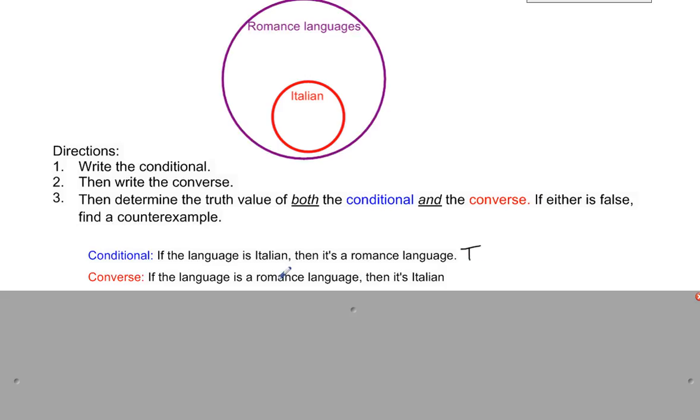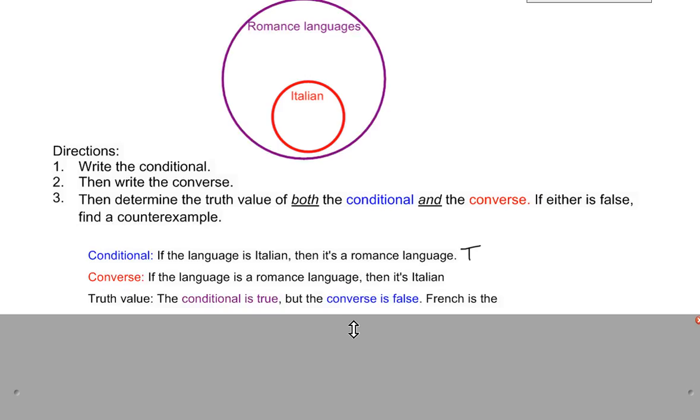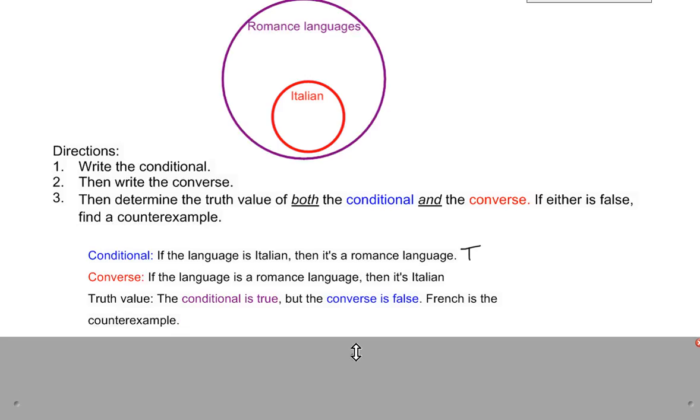Then the question is, if the language is a Romance language, does it have to necessarily be Italian? In other words, is Italian the only Romance language? And the answer is no, it is not the only Romance language. French is a Romance language. Catalan and Spanish are also Romance languages. And so the conditional is true, but the converse is false. All you need is one counterexample for the converse.